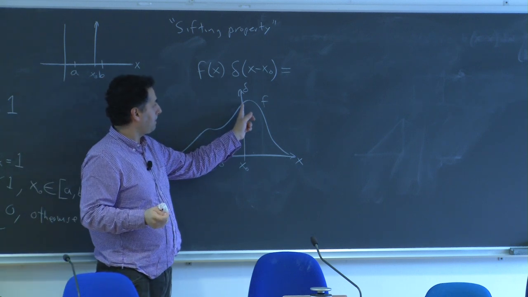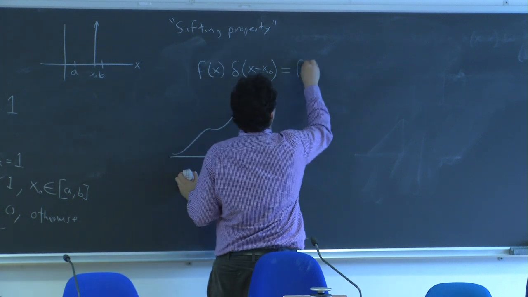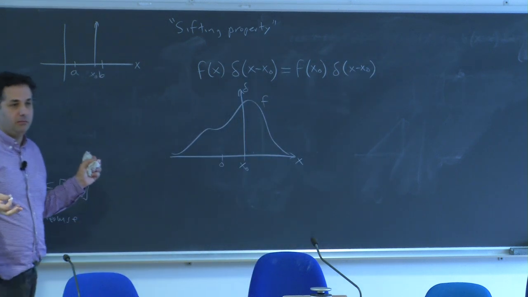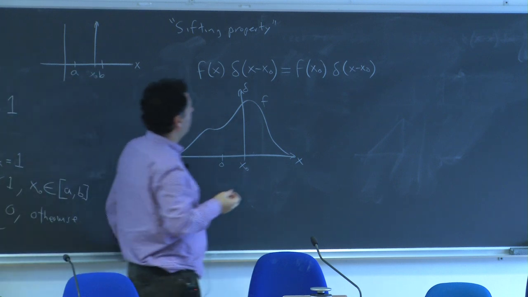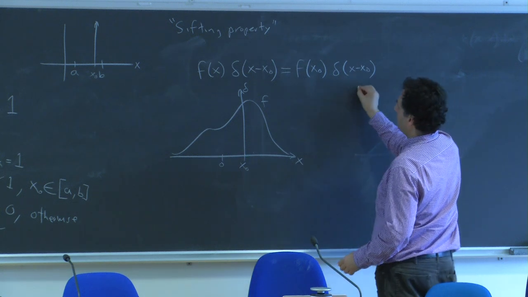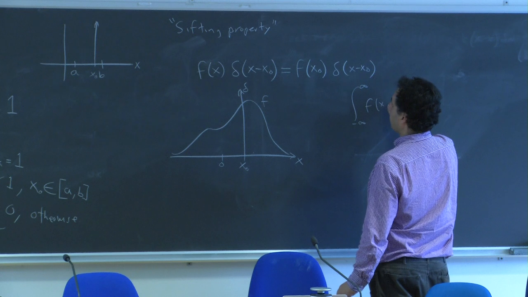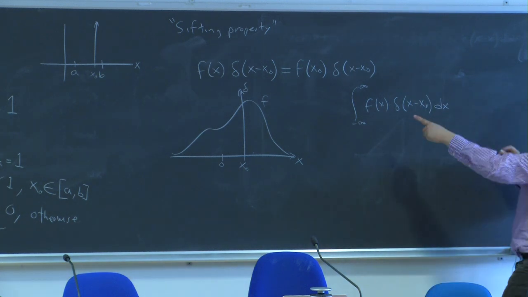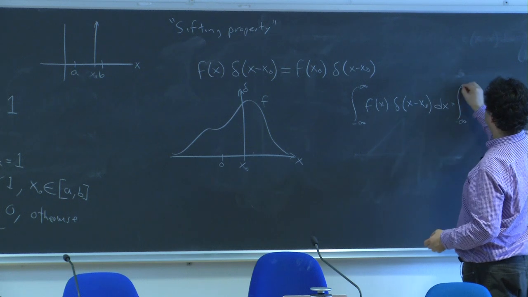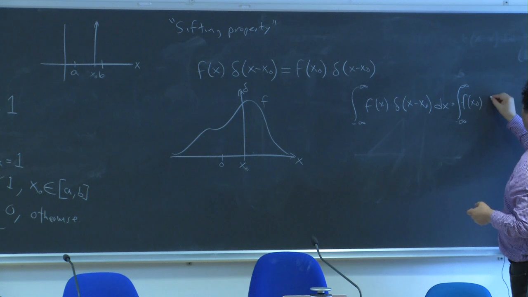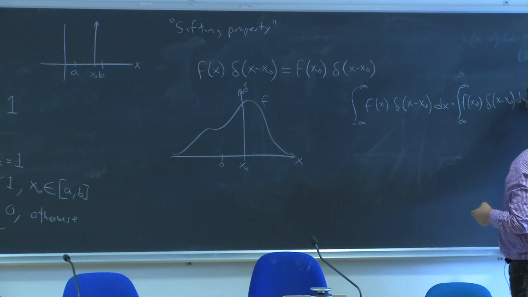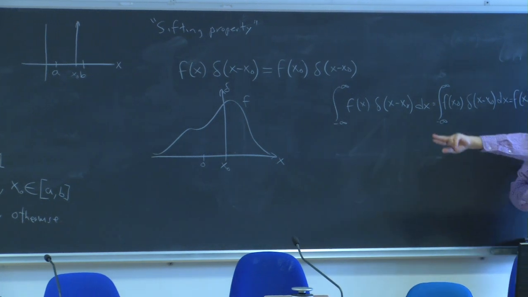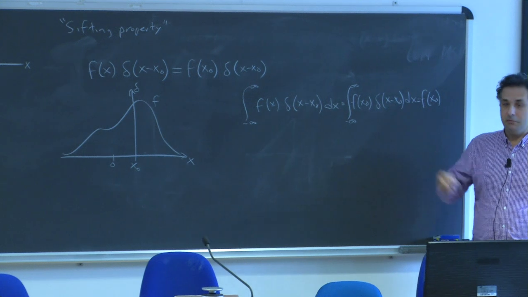But notice that because it's only one point, it doesn't matter if I write here x or if I write x0. It is the same thing, because at that one point, it doesn't matter. If I now integrate that, I can use that property, so I can make this f of x0, just using that, delta of x minus x0 dx. What can I do with this thing now? Bring it outside, and then can I solve the integral? It's 1, so I'm done.